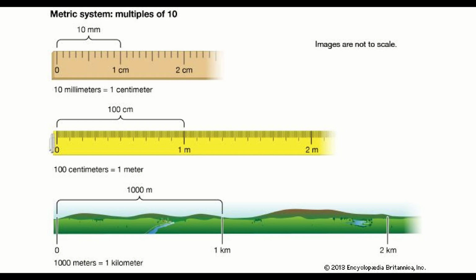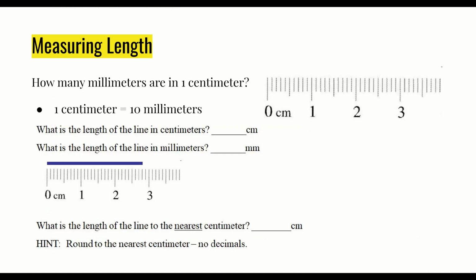And so the idea being that if we're measuring lengths on land, that's probably when we're better off using kilometers. All right, how many millimeters are in 1 centimeter? So we just answered that, and that's going to be 10, right? 1 centimeter equals 10 millimeters.